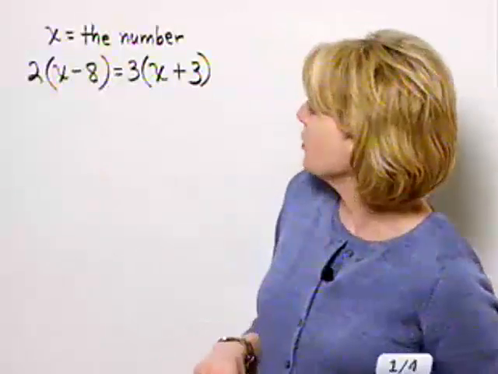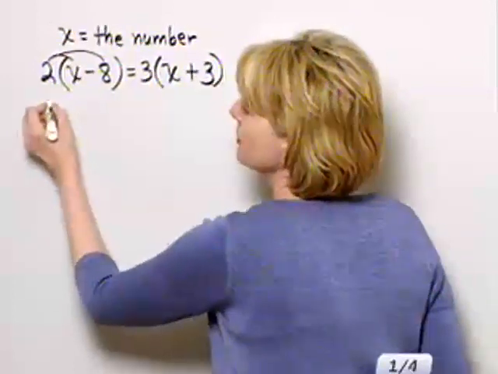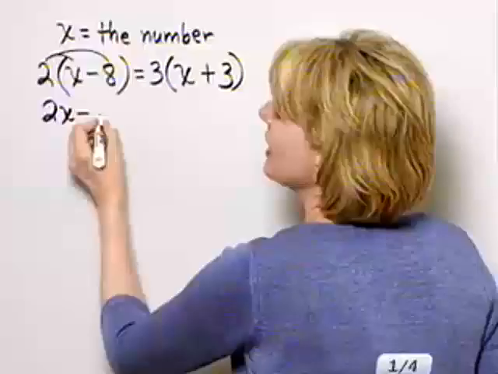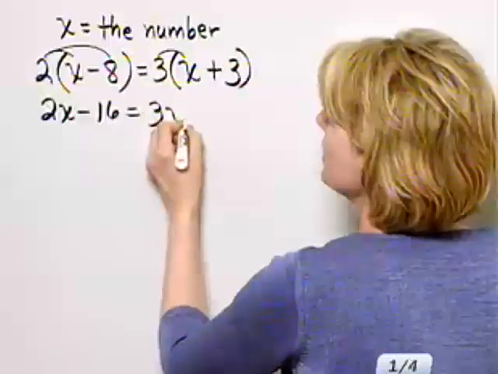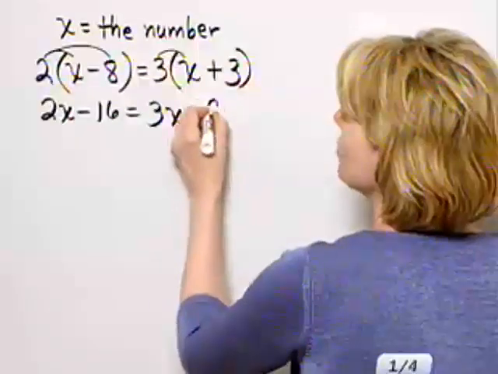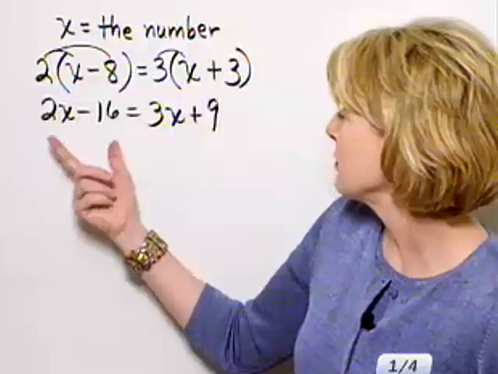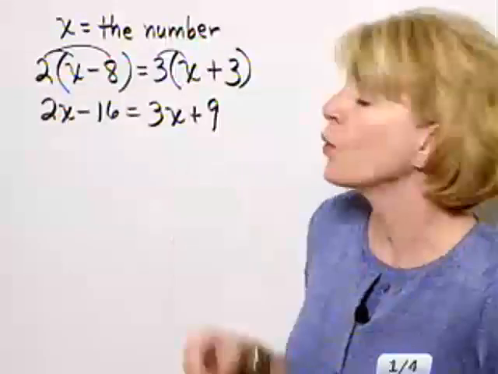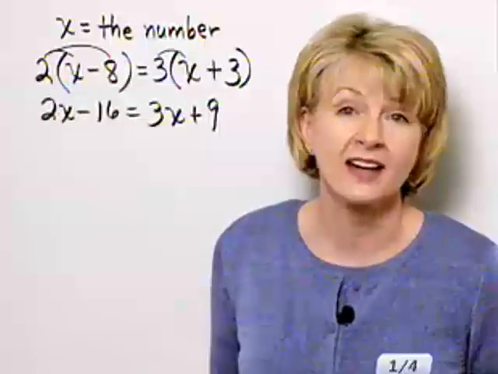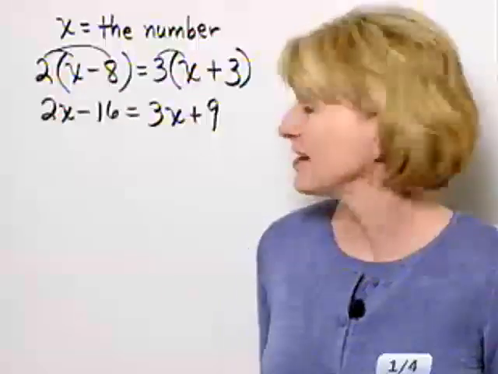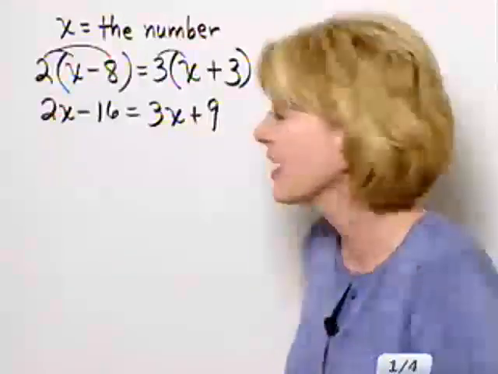How do we solve this equation? Well, let's use the distributive property. So that's 2x minus 2 times 8 is 16 is equal to 3x plus 3 times 3 is 9. No simplifying can be done on the left side or on the right side. So now we move variable terms to one side and constants to the other side. I will subtract 2x from both sides.